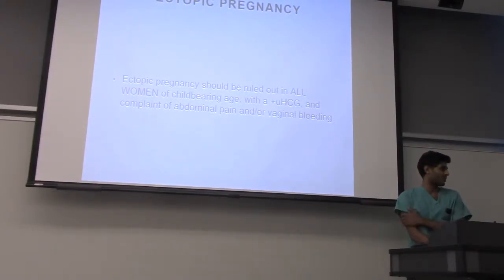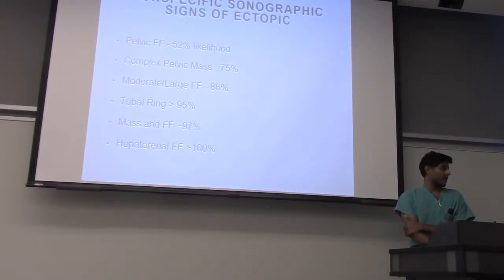Okay, so now on to the ultrasound stuff. Ectopic pregnancy should be ruled out in all women of childbearing age with a positive beta HCG, like serum beta or urine HCG, and a complaint of abdominal pain and vaginal bleeding. So that's kind of where you're starting from.